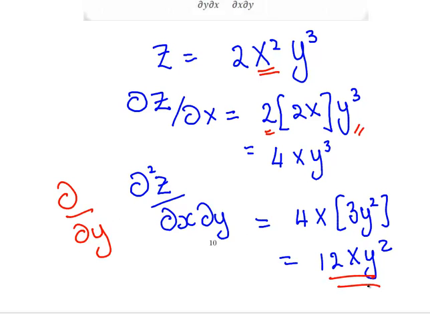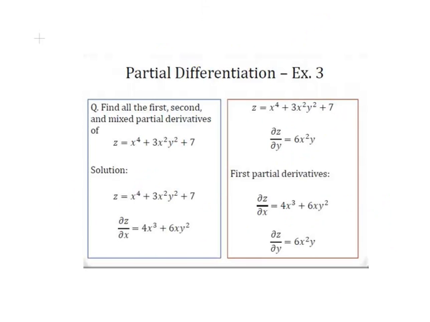If I was to go the opposite way, get the partial derivative with respect to y and then get the derivative of that answer with respect to x, I would have still ended up at the same answer here, 12x y squared. So that's just a very important thing to remember.